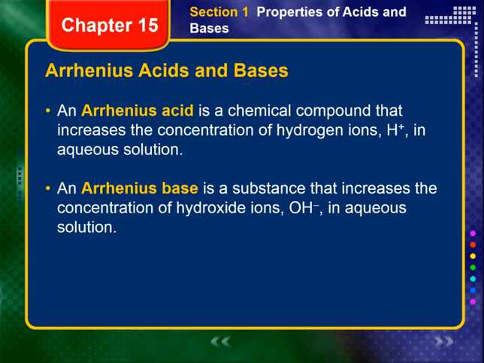Next, we want to introduce the Arrhenius definition of an acid and base. So this is the Arrhenius definition. We'll have other ones next video, but this one's the Arrhenius. An Arrhenius acid is a chemical compound that increases the concentration of hydrogen ions, which is H+1, in aqueous solution.